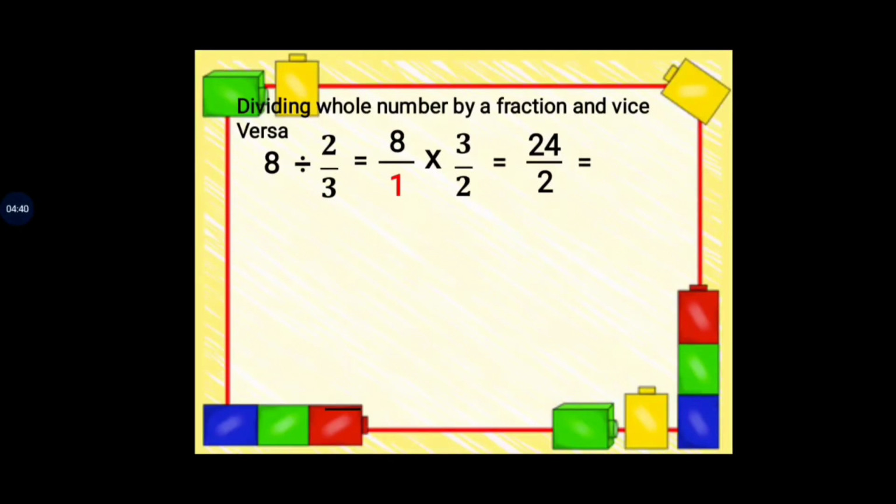So, let us have an equal sign. Then, 24 divided by 2 is 12. Therefore, the final answer is 12.